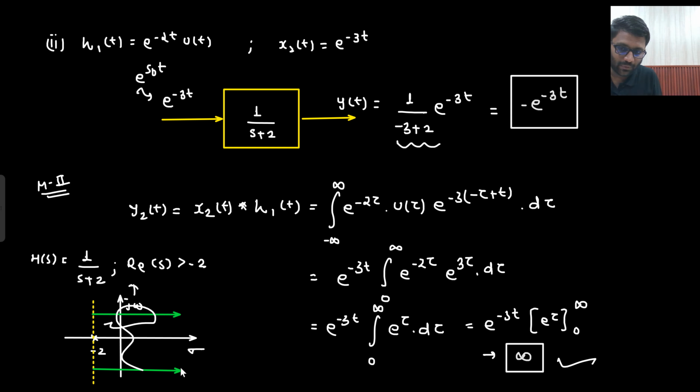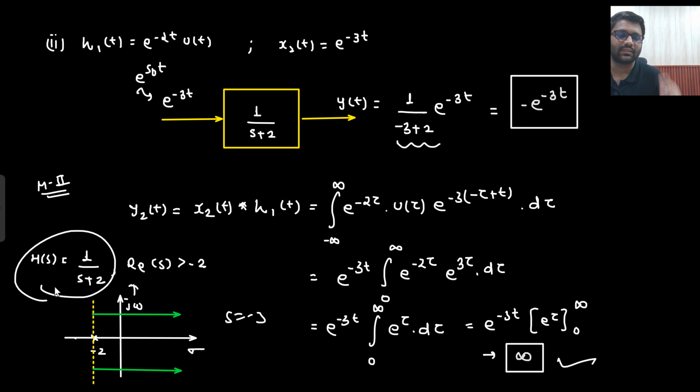Let's just say the value of s is minus 1 plus 3j. It would be somewhere here. So yes, at this point it will converge. But if the value of s is minus 3, at minus 3 this transfer function will not even converge. So when you are writing down the transfer function, you are writing it with the condition that this will converge only for real part of s greater than minus 2.